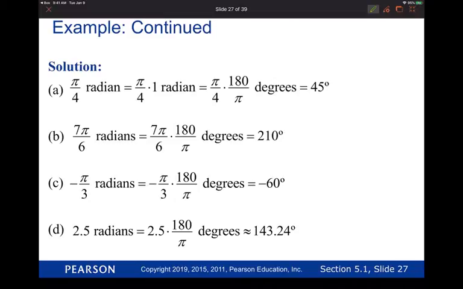Well, yeah. I'm going to leave it at that. But usually we have instructions that say round to so many decimal places or whatever. Okay.